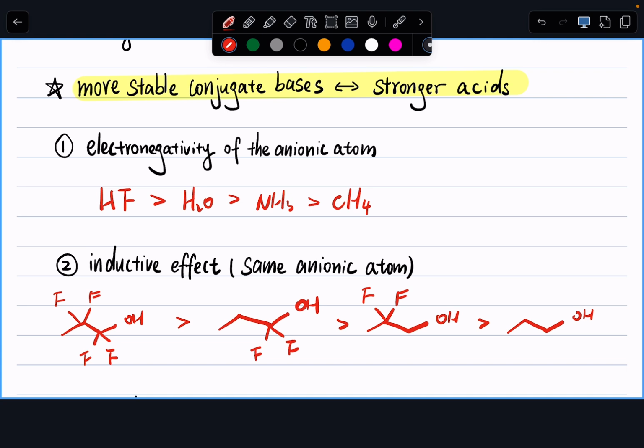So in this case, 2 factors, right? 1 is the number of the electronegative atom. 2 is how far away are these electronegative atoms. Bottom line is more electronegative atom and closer electronegative atom will be able to stabilize the anionic charge and hence making stronger acid.